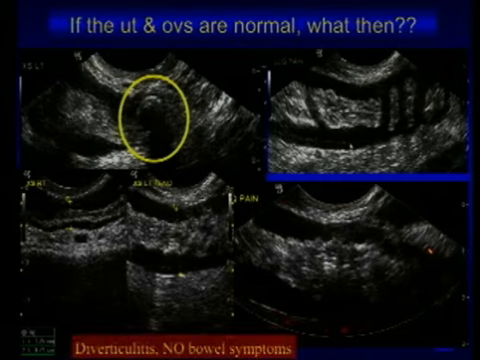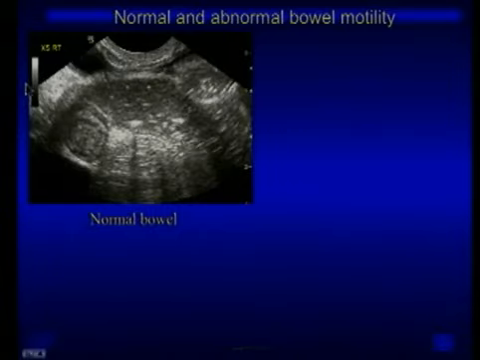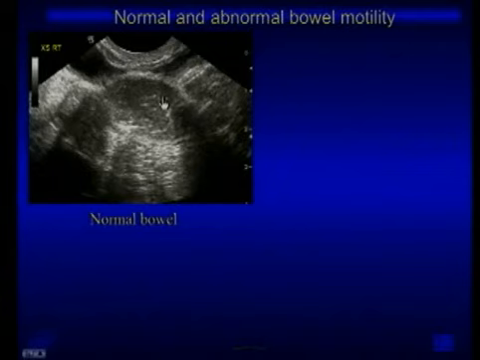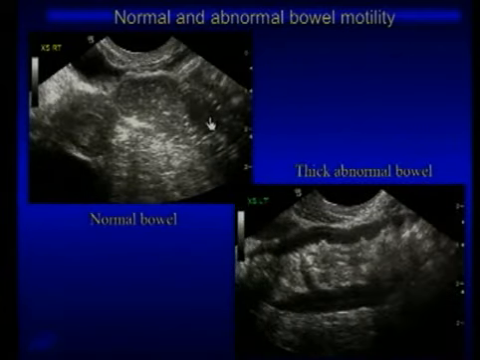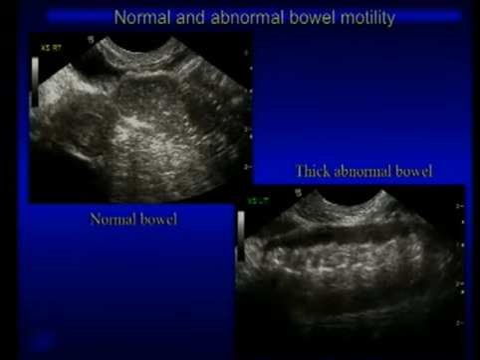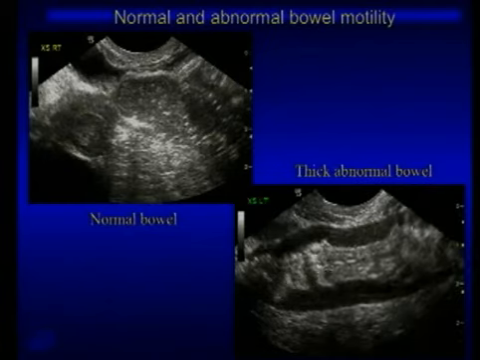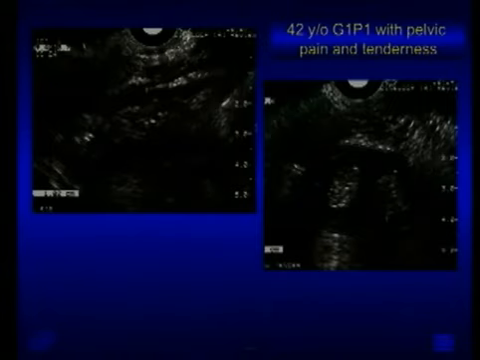What's interesting is on a real-time scan, you can see normal bowel on the right side, contracting with a lot of fluid within it. And if you look at that abnormal segment as air passes through it, you can see that thick wall that in fact doesn't collapse. And that's an absolutely abnormal loop of bowel. And had you not looked for that, you would have missed the diagnosis.